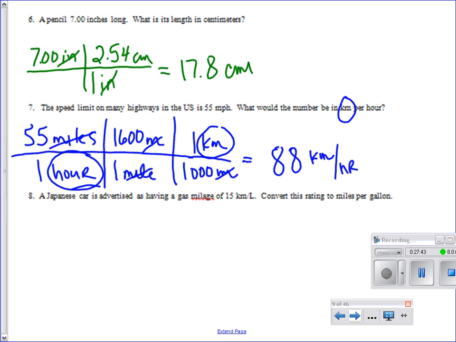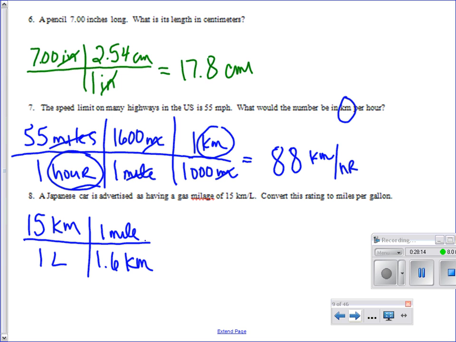Next up, a Japanese car is advertised as having a gas mileage of 15 kilometers per liter. 15 kilometers over 1 liter. Convert this to miles per gallon. Ideas. Okay, let's stop. We want to start with the top? Okay, so let's get kilometers to miles: 1.6 kilometers in 1 mile. I'm good with that. Okay, now what do we do? Using what you have on the previous page.